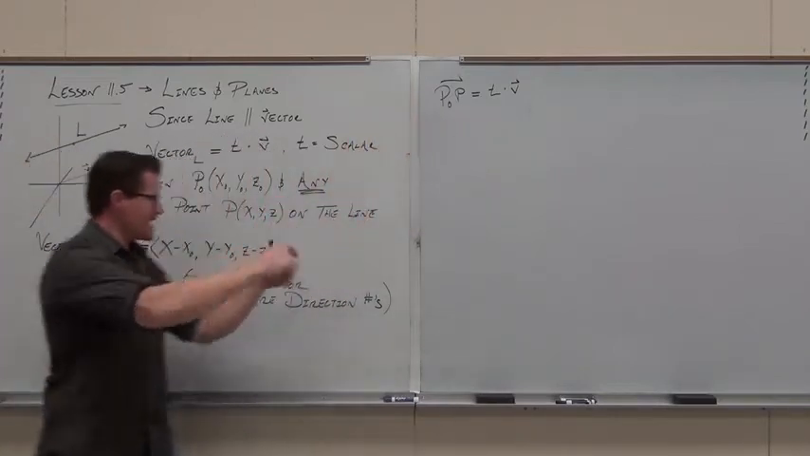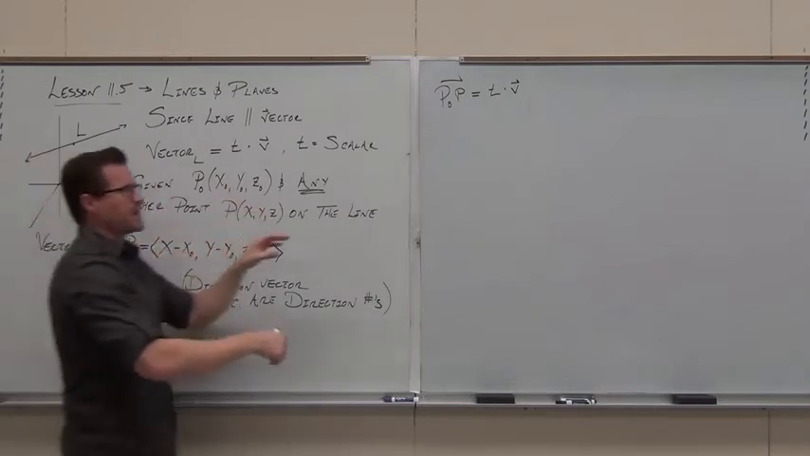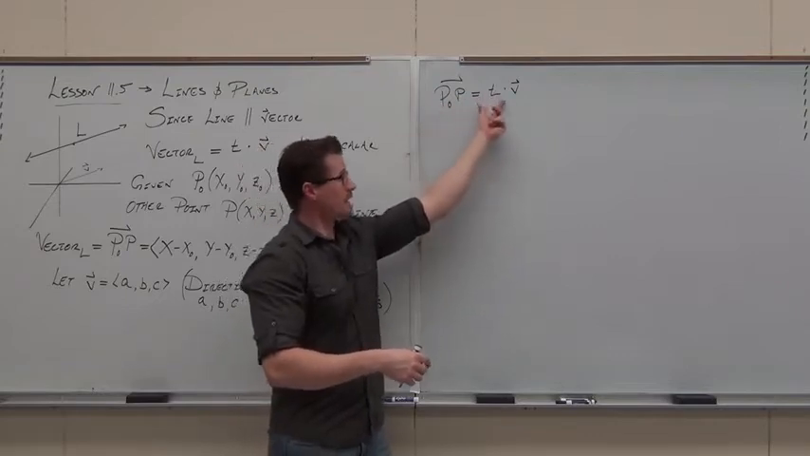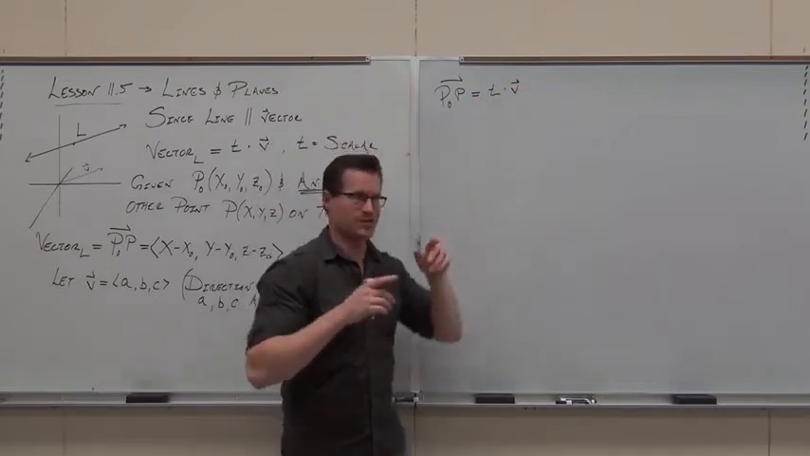Here's the vector of my line. I did it, man. There's 2 points. It's fractal. That's the vector of my line. I know they're parallel. Therefore, I know that the vector of my line is a scalar multiple of the direction vector. What's telling me the direction of my line?